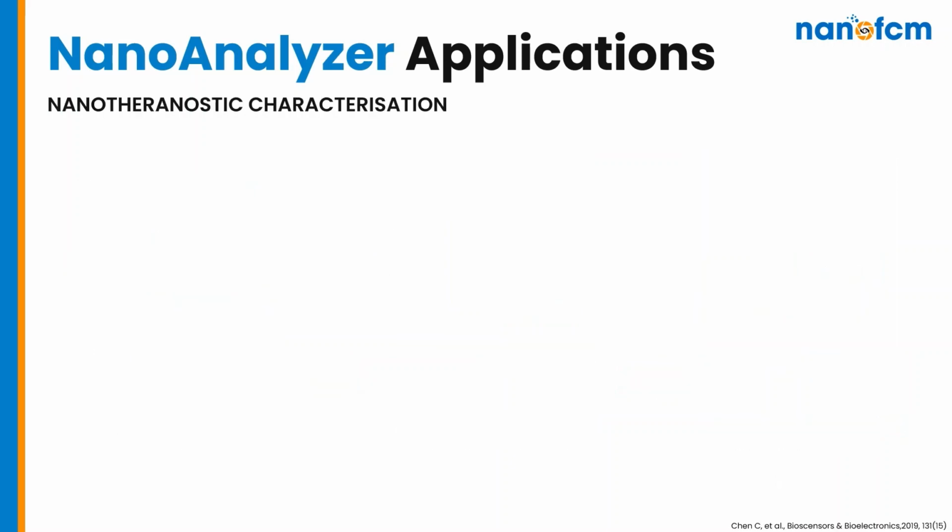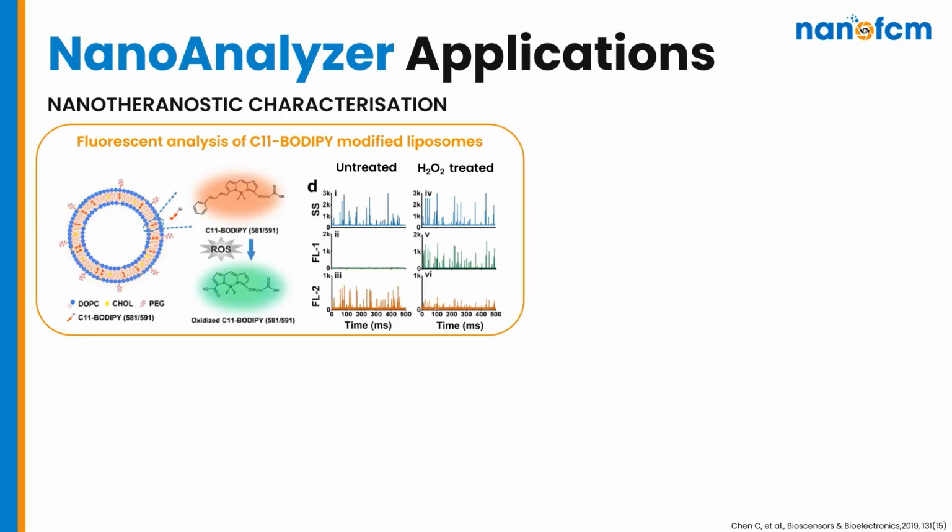One of my favorite examples is a dual fluorescent reporter assay along with sizing, and we're going to see some really interesting features of the particles under exposure to different chemistries. So this is going to be a fluorescent analysis of C11 BODIPY modified liposome. The C11 BODIPY molecule will intercalate the liposome lipids, and under exposure to reactive oxygen species, or here peroxide, it's going to shift its fluorescence from orange to green, and we're going to see less intense orange and more intense green under exposure to reactive oxygen species.